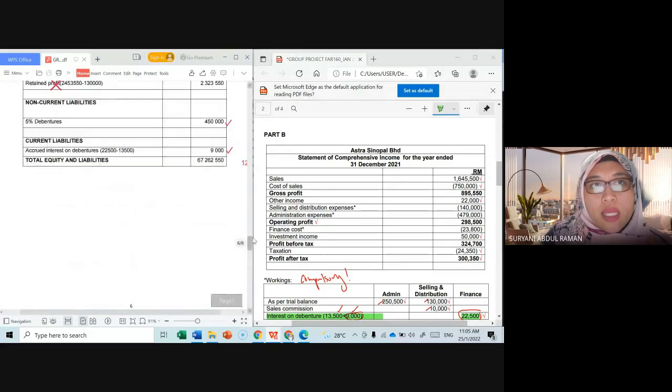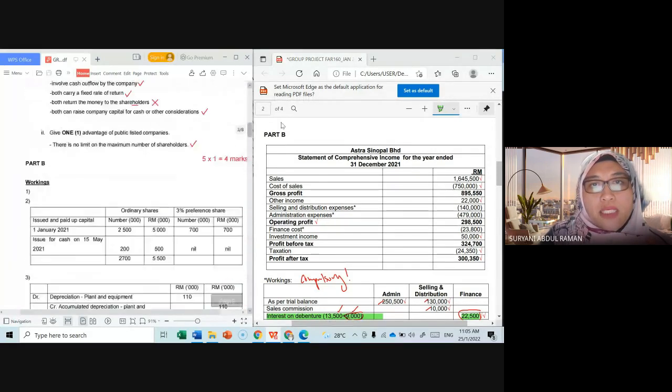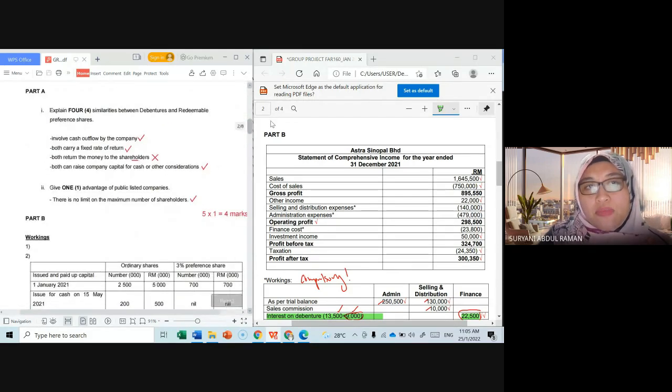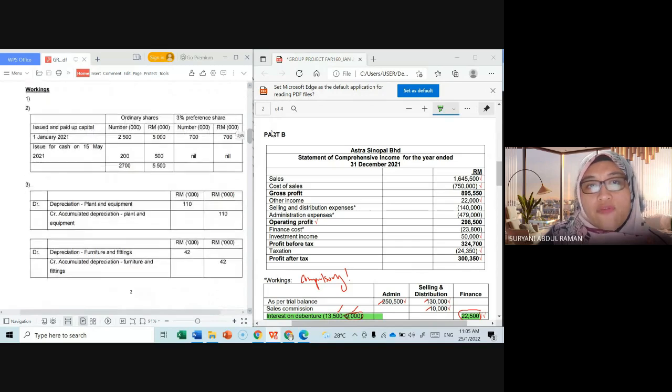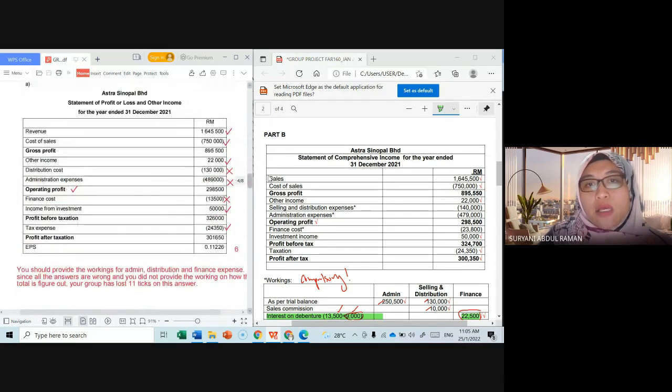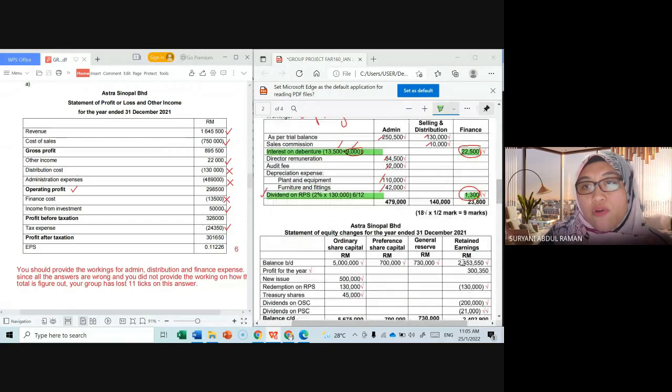Group 1, Alia and the gang, please check again. Did I miss something? I cannot find any of your working here. I've been searching here and there. So the most that you can get is 6. If you provide me the working, at least 479, I don't know which one you got wrong. Why did you get 489? I cannot figure it out.